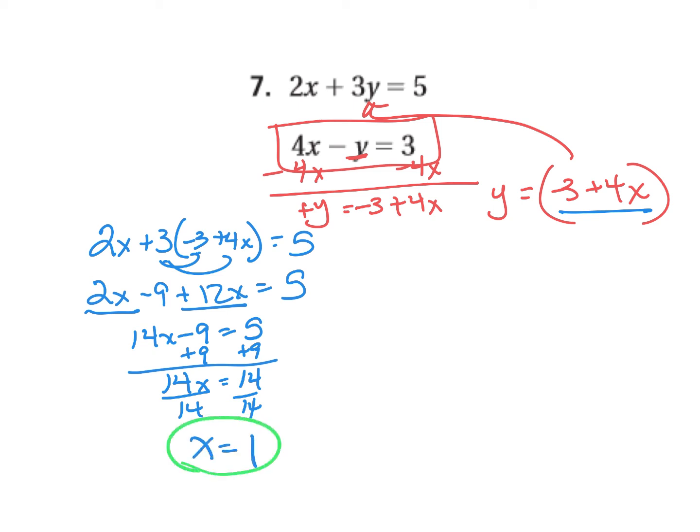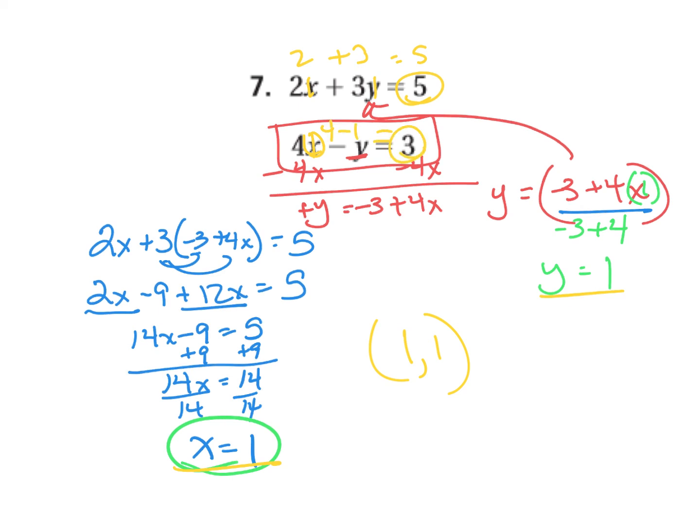So now I'm going to substitute this in for x up here. So I get negative 3, 4 times 1 is 4. Y equals 1. So our solution, x is 1, y is 1. And again, we can plug it in up here. 2 times 1 is 2, 3 times 1 is 3, 2 plus 3 equals 5. We're good. Same thing down here. 4 times 1 is 4, minus 1 is 3. Good way to double check.